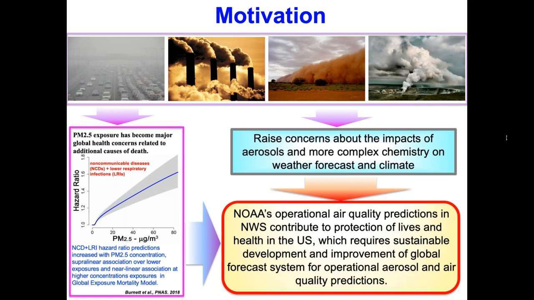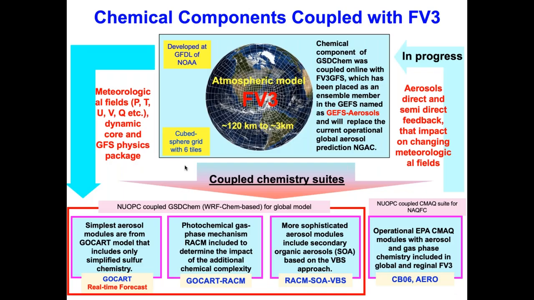A study published in 2018 using the global exposure mortality model shows a nearly linear association at higher concentrations of PM2.5 exposure. We can see that from this slide. On the other hand, due to aerosol direct and indirect feedback on the atmosphere, the concerns about the impact of aerosol chemistry on weather forecast and climate are more complex. NOAA's operational air quality prediction in the National Weather Service contributes to protection of lives and health in the United States, which requires a sustainable development and improvement of the global forecast system for operational aerosol and air quality prediction.